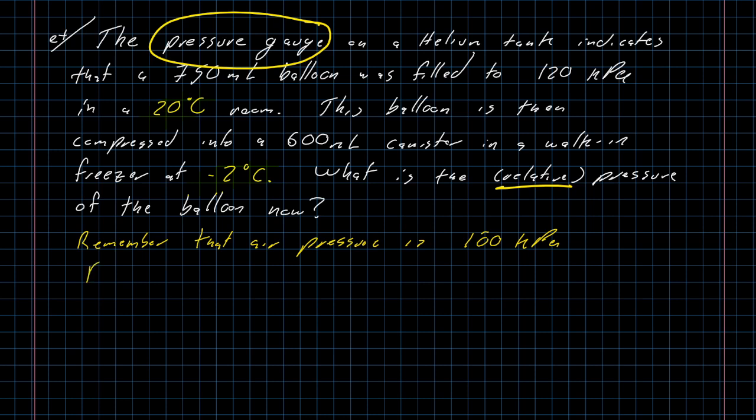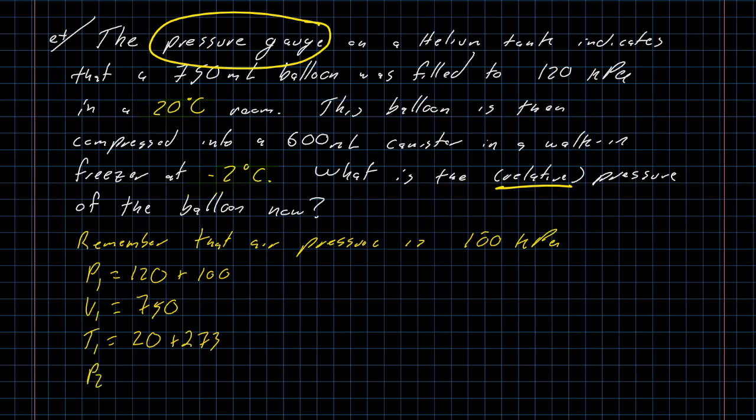And so, our initial pressure is not just the 120 kilopascals on the gauge. We have to add to that the 100 kilopascals of atmospheric pressure. The initial volume is 750. That is an absolute volume, nothing to worry about there. The initial temperature, again, 20 degrees Celsius. Celsius is a relative scale. We have to add the absolute zero temperature. Conversion from Celsius to Kelvin is add 273.